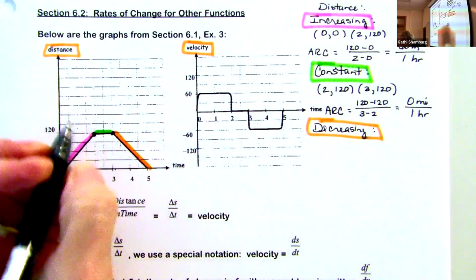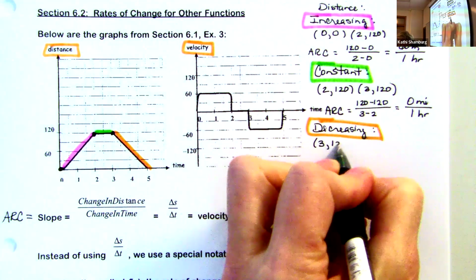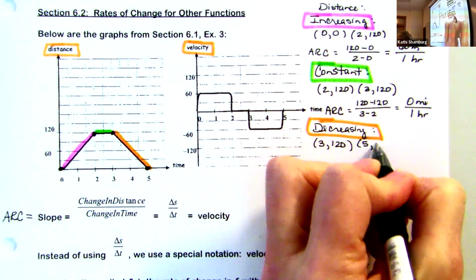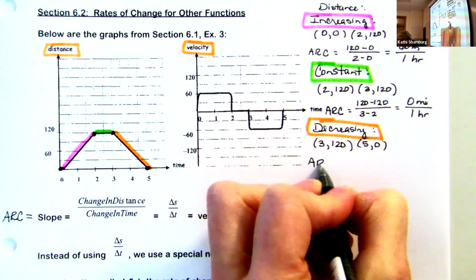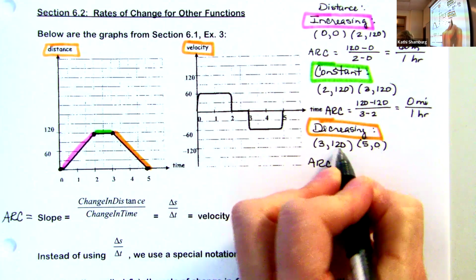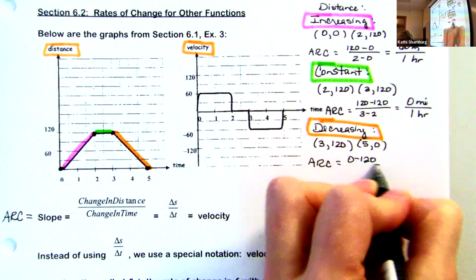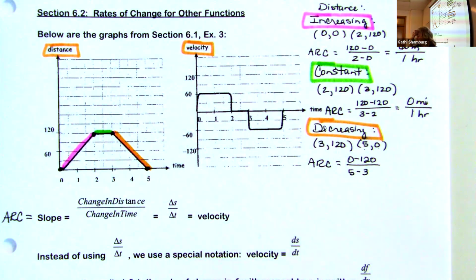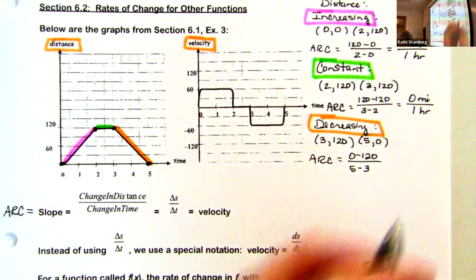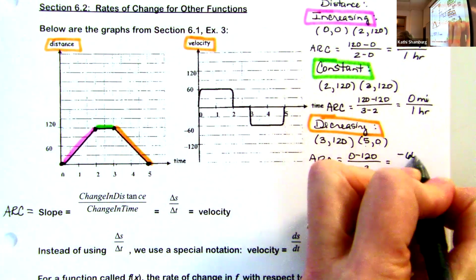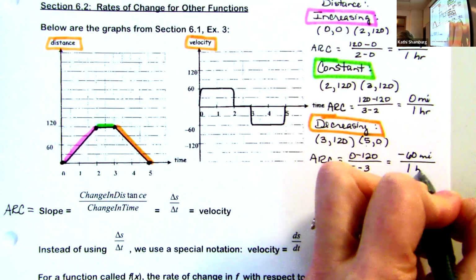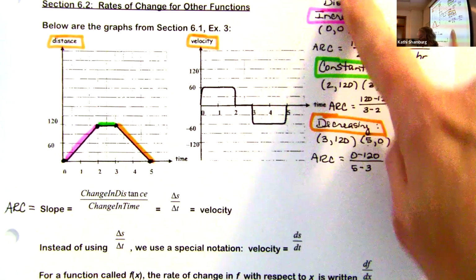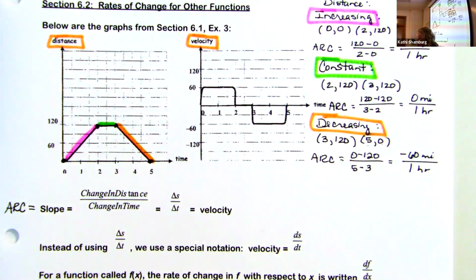Okay, so we have (3, 120) and we have (5, 0). So the average rate of change will be 0 minus 120 over 5 minus 3. That's going to be negative 120 over 2, which is going to be negative 60 miles per 1 hour. And that's because it's decreasing. So from what we've done in the past, that all makes sense.